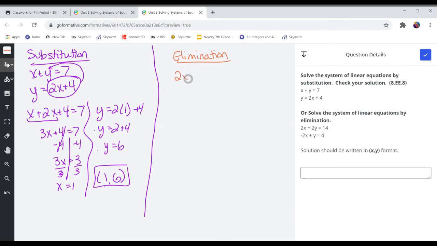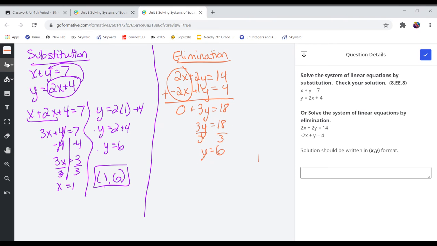I use the equations 2x plus 2y equals 14 and -2x plus y equals 4. So I'm going to put a 1 in front of my y in my second equation. Then if you notice, my x's are opposite of each other, same coefficient, same number in front. So that means I'm going to add them to get to 0. 2y plus 1y is 3y equals 14 plus 4, which is 18. 0 plus 3y is 3y. 3y equals 18. Divide both sides by 3. Y equals 6.